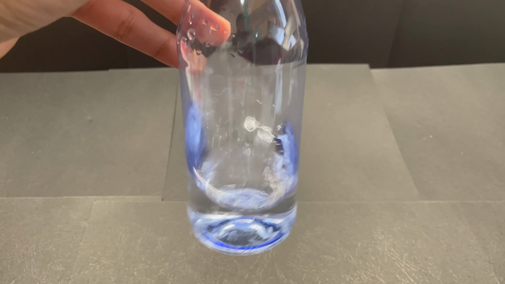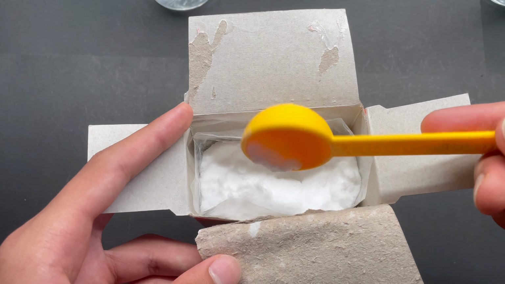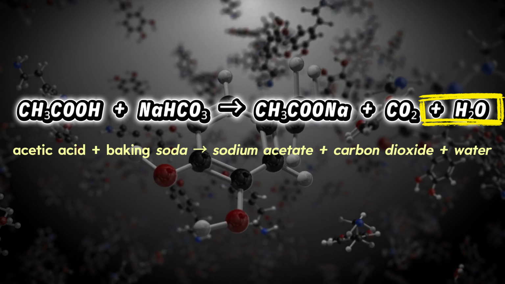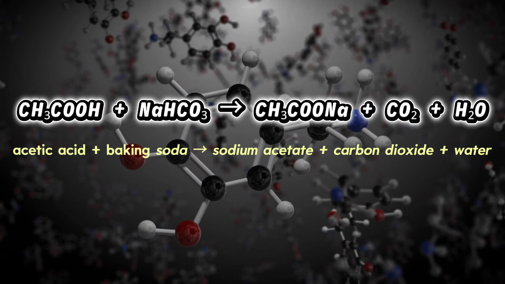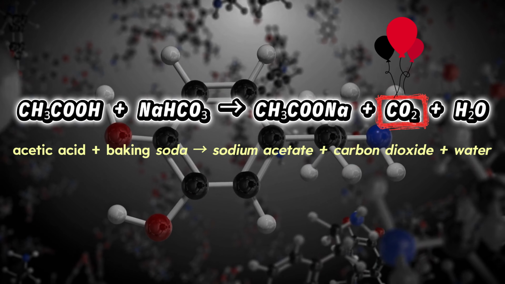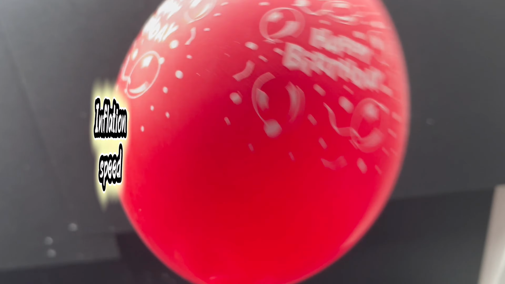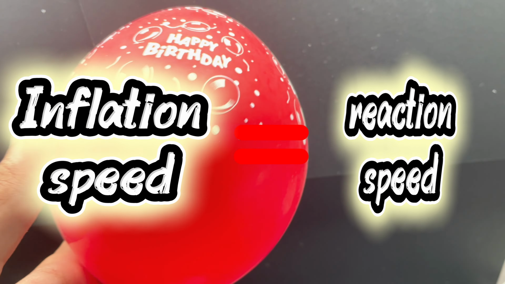Vinegar contains acetic acid, while baking soda is sodium hydrogen carbonate. When these two substances react, they produce sodium acetate, water, and carbon dioxide gas. As the carbon dioxide gas is produced, it cannot escape because it is trapped inside the balloon. As more carbon dioxide is produced, the balloon inflates. This means that the speed at which the balloon inflates can be used as an indirect measure of the rate of reaction.